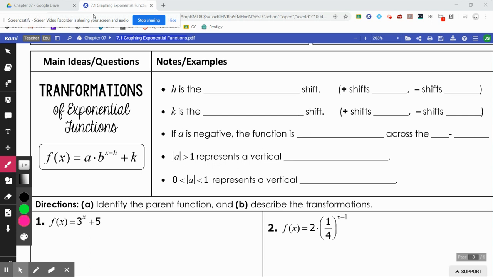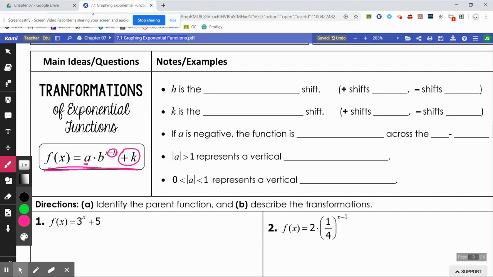In this video, we're going to be looking to transform these exponential functions. Here is our new transformation form. Notice again the minus h here on the x would move your function either right or left. The plus k at the end would move it up and down. The a value here would stretch or compress it.